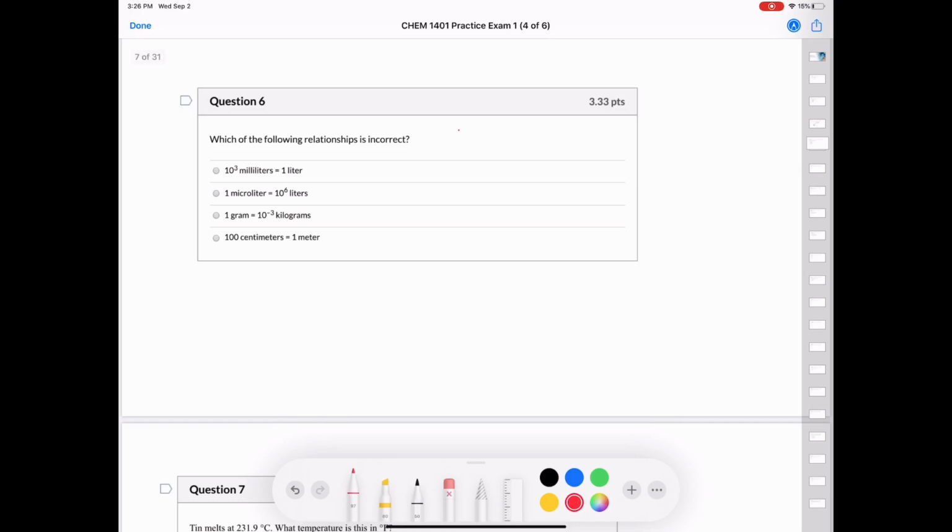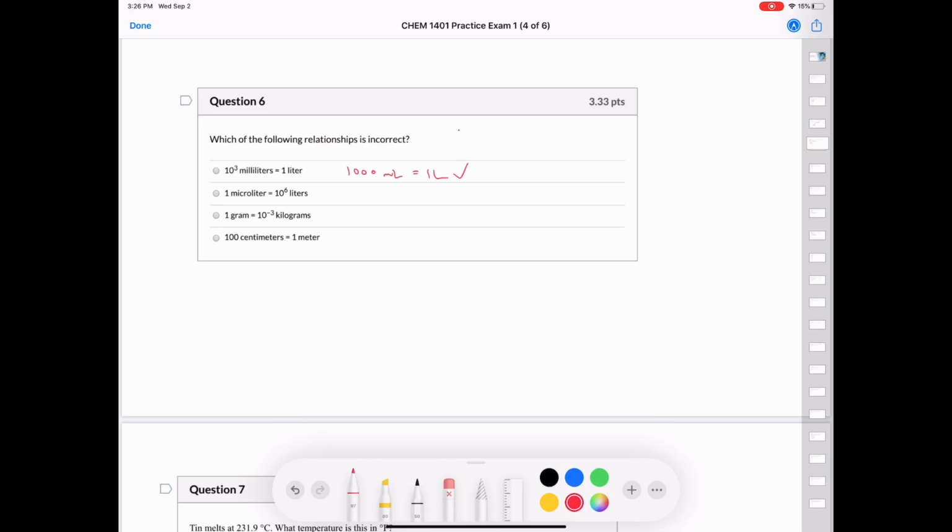This question involves some metric conversions. Which of the following relationships is incorrect? The first one says there's 10 to the 3 milliliters in a liter. That's the same thing as saying there's 1,000 milliliters in 1 liter. That is certainly correct. If we look at the next one, it says 1 microliter is equal to 10 to the 6 liters.